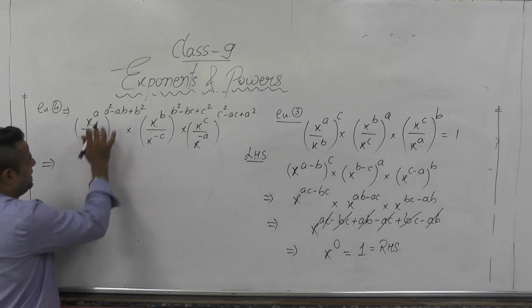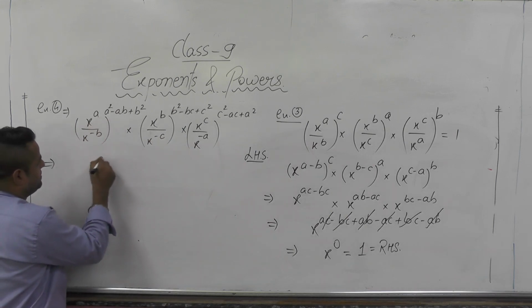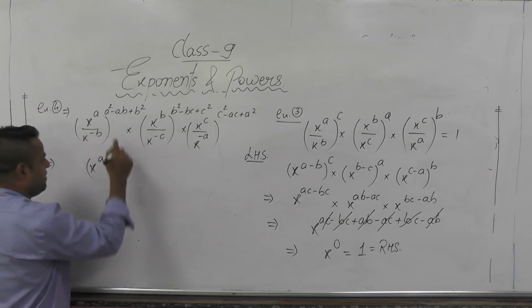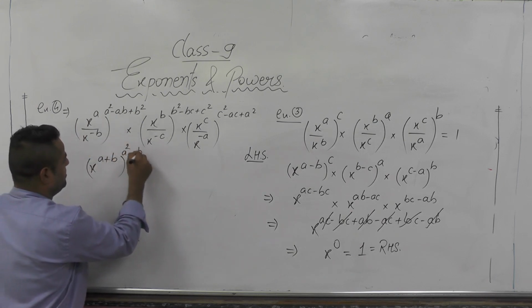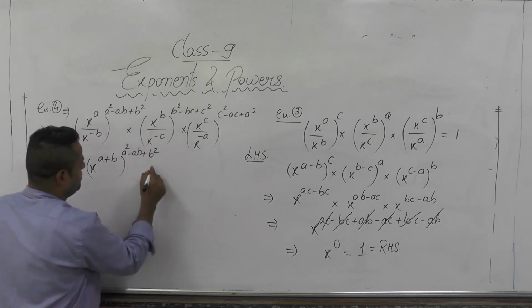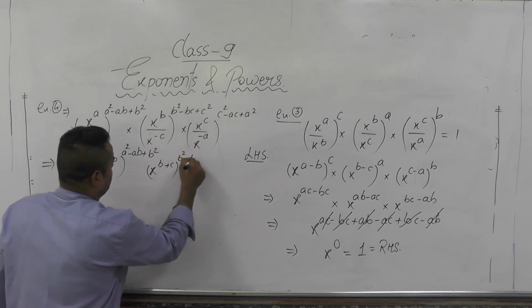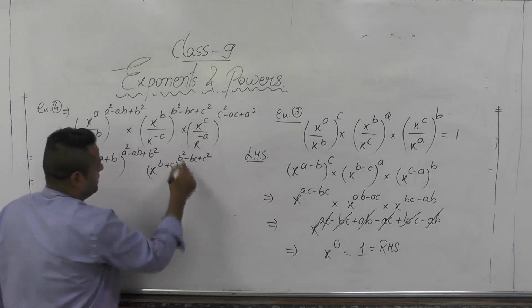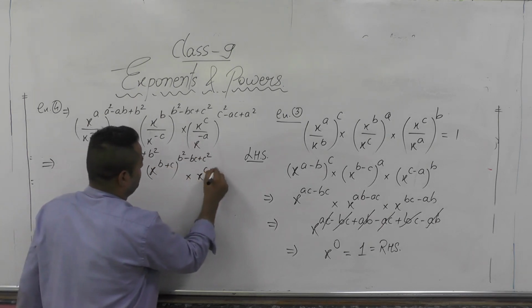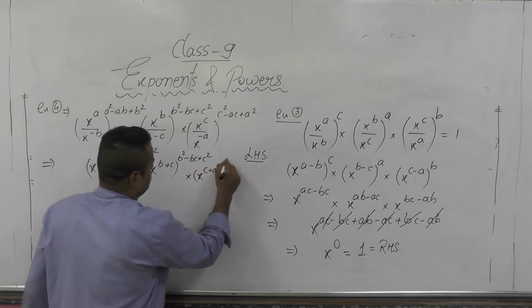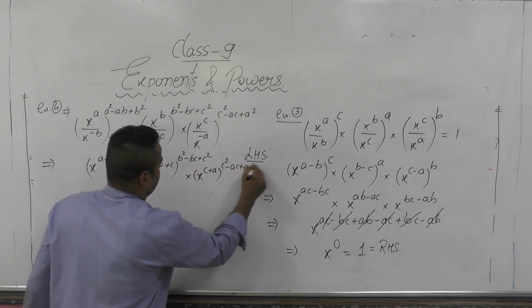Let's see first. Here we can solve the bracket so that this minus becomes plus b. So x to the power a plus b having whole power a square minus ab plus b square. Here also x to the power b plus c having whole power b square minus bc plus c square, and here also x to the power c plus a having whole power c square minus ac plus a square.